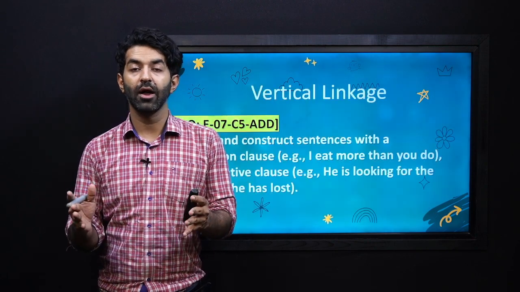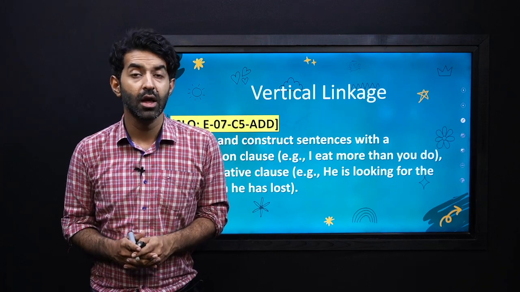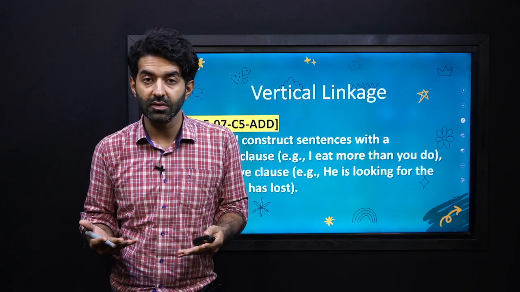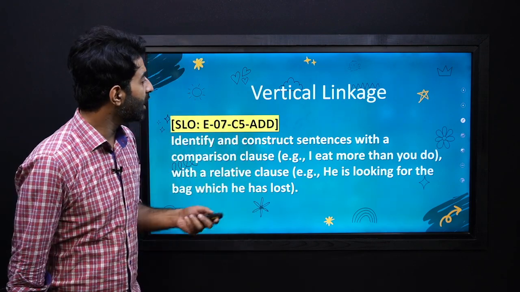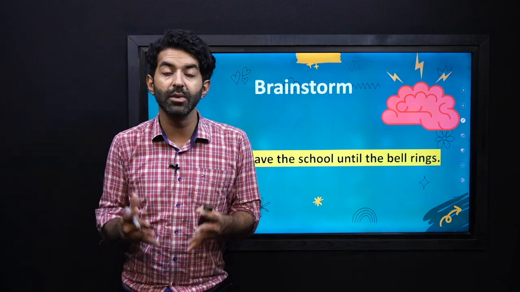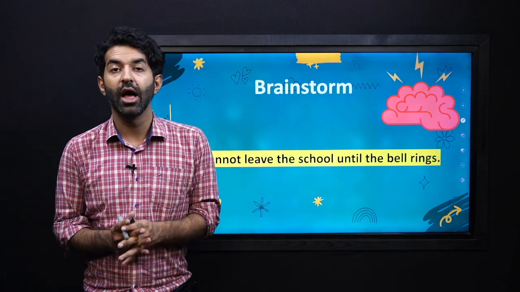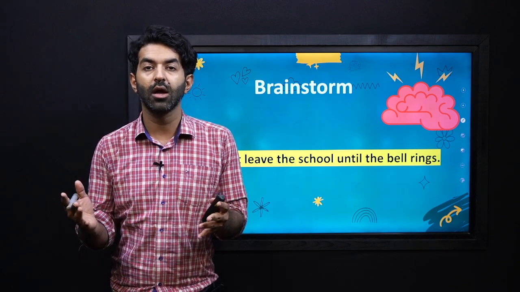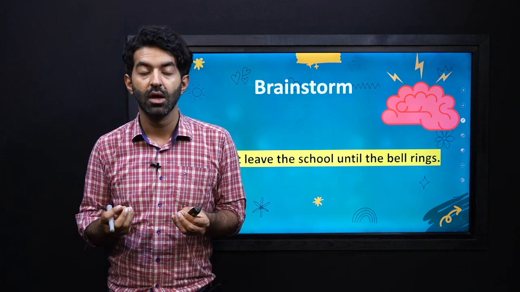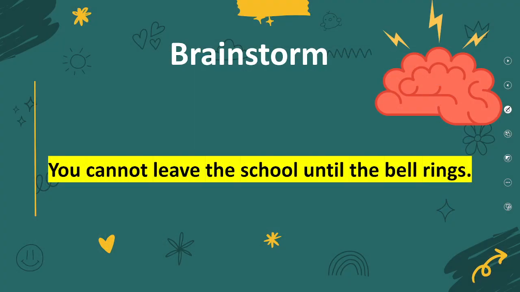Now, students, I hope that the learning outcome is clear. Now, think about tenses, think about your sentences and how many sentences you can make. This is a vertical linkage. Let's move on to our brainstorming session for today. Students, I hope that all of you can make simple sentences that make complete sense. But what about this sentence? You cannot leave the school until the bell rings.